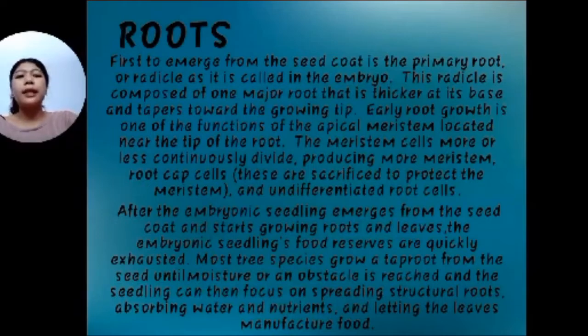After the embryonic seedling emerges from the seed coat and starts growing roots and leaves, the embryonic seedling's food reserves are quickly exhausted. Most tree species grow a taproot from the seeds until moisture or an obstacle is reached, and the seedlings can then focus on spreading structural roots, absorbing water and nutrients, and letting the leaves manufacture food.